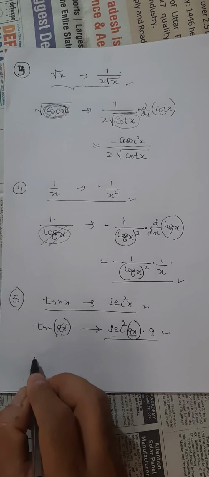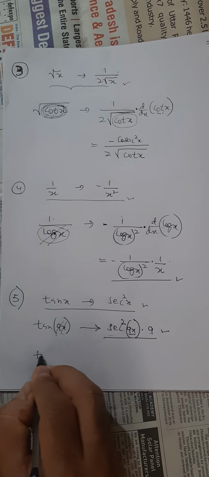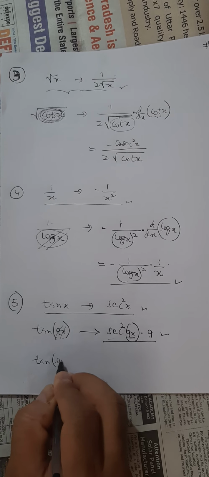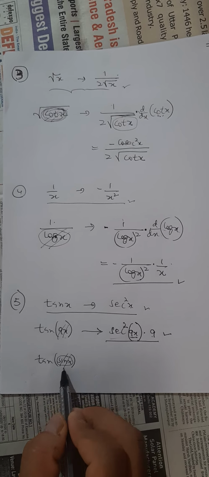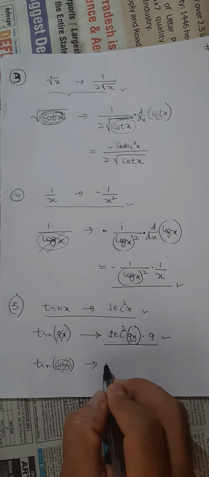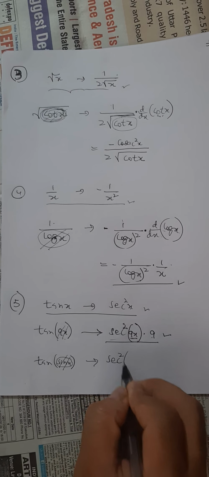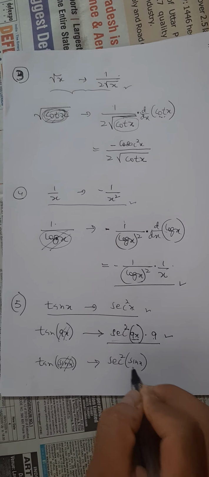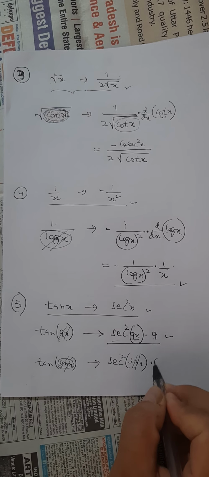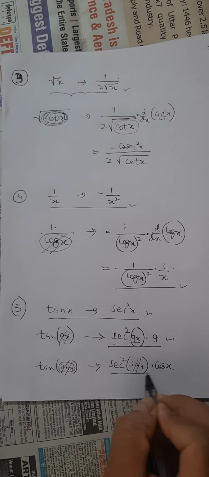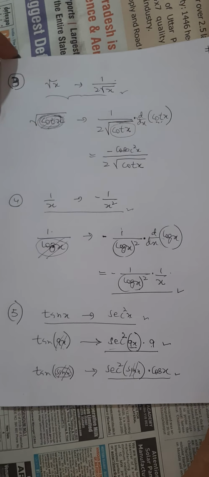One more, suppose I want to do the derivative of tan of sin x. Now we imagine this as x here. What is the derivative of tan x? It is sec square sin x. You had imagined sin x as x. So into the derivative of sine, what is that? Cos. So this way we use the chain rule.